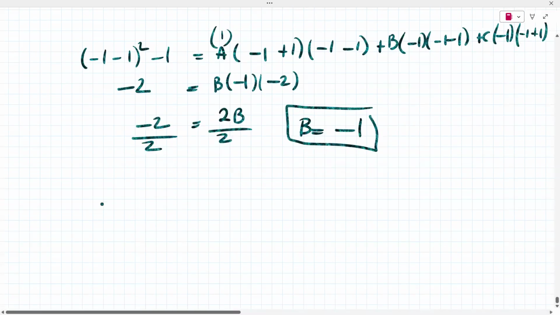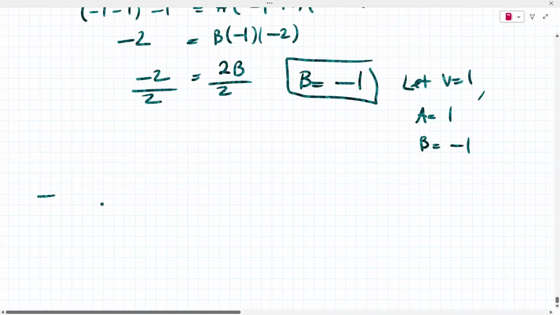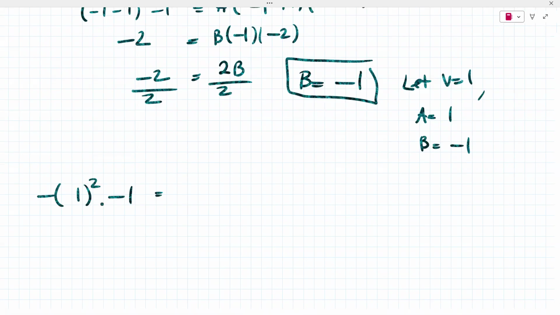So if b equals negative 1, let v equal 1, a equals 1, b equals negative 1. So that's going to be 1 squared minus 1 equals a plus 1.